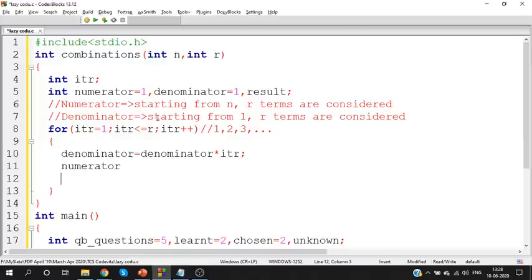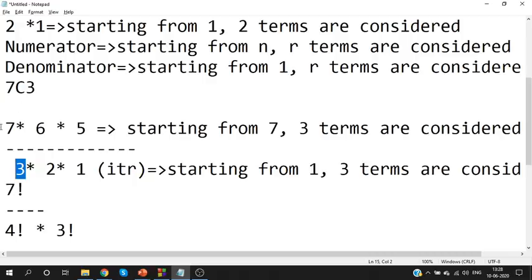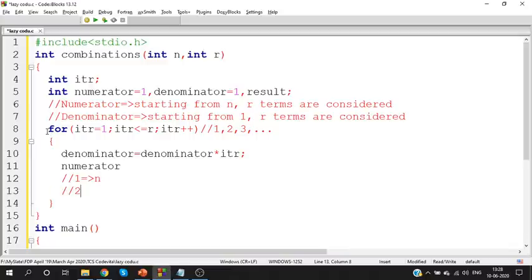But what about the numerator? See, for the numerator, in the first iteration, n value has to be multiplied, right? Look at this. In the first iteration, 7. What is the 7? N value. In first iteration, 7 is multiplied. In the next iteration, 6 is multiplied. So when ITR is 2, multiply 6, which is nothing but n minus 1. In the third iteration, you have to multiply n minus 2 and this goes on. So I can write this as n minus 0. So in the first iteration, n minus 0. Second iteration, n minus 1. Third iteration, n minus 2.